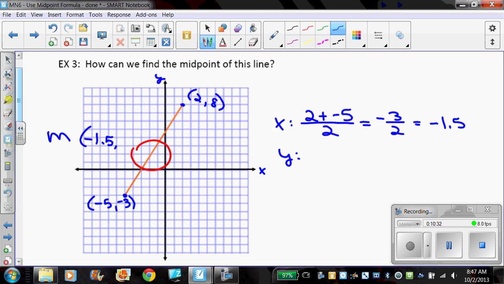Now I'm going to find the y. I'm going to add the y-coordinates together. 8 plus negative 3 divided by 2. That's 5 over 2, which gives me 2.5.